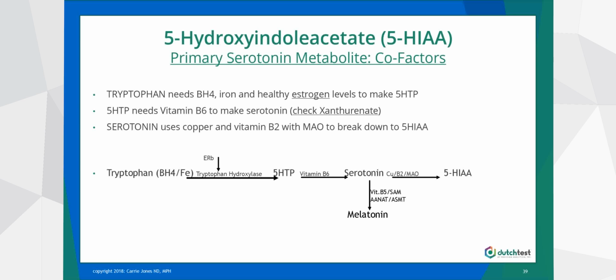5-HTP needs B6, so check your xanthurenate, to make serotonin. And it uses copper and B2 with MAO to break down to 5-HIAA. Now, I said earlier I'm not going to go into melatonin, but I do want you to know what cofactors and genetics are involved with melatonin, because I get asked this quite a bit, and I'm going to go on a very teeny tiny little soapbox.